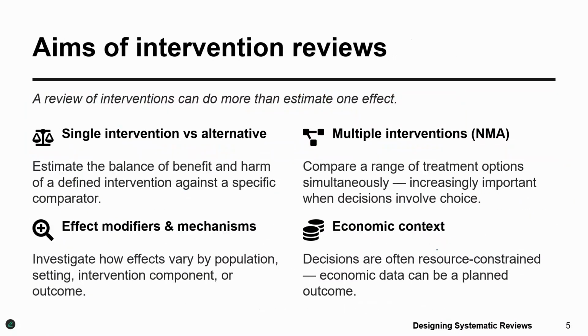Before structuring the question with PICO, let's widen the lens. A systematic review isn't only does X work better than Y. There are at least 4 aims worth knowing. 1. The classic single intervention versus a defined comparator. 2. Network meta-analysis. Comparing many treatments at once. Increasingly important since real decisions involve choice. 3. Effect modifiers. How effects vary by population, setting, or dose. This shifts the review from what works to what works for whom. 4. Economic context. Costs and cost effectiveness. Plan from day 1. You can layer these aims into one review, but only with upfront planning.